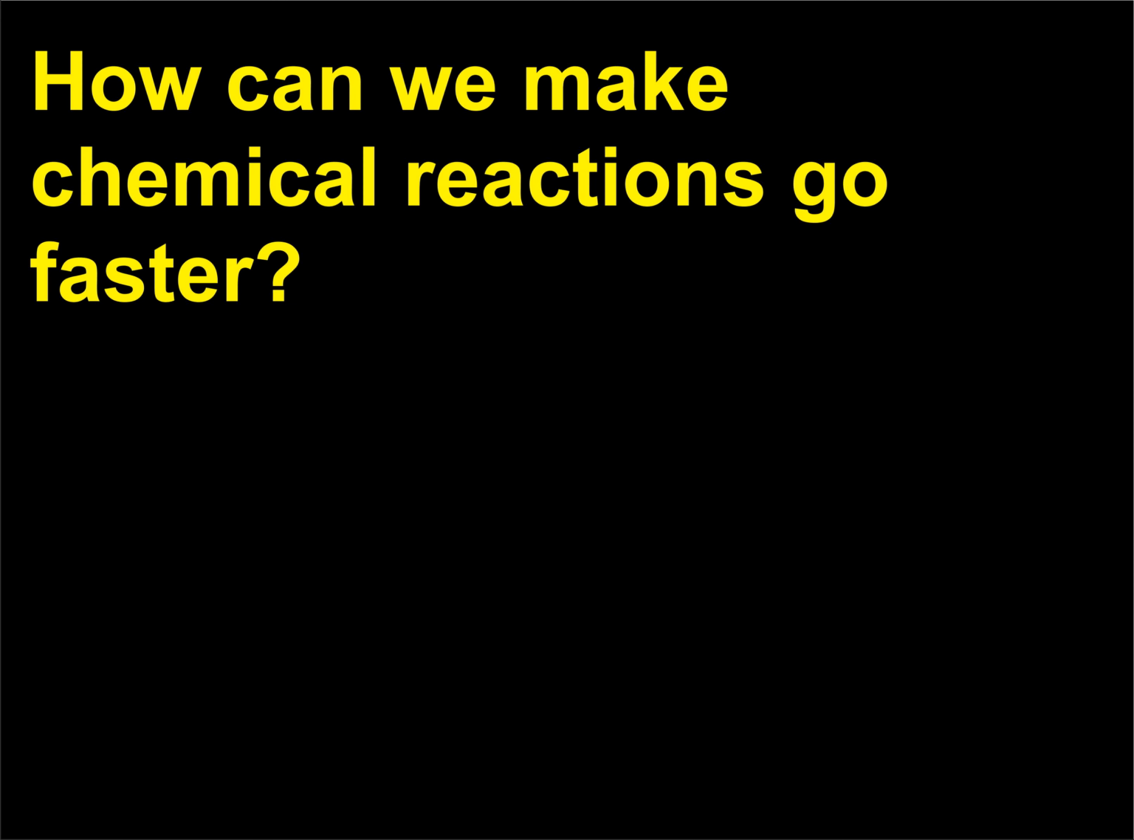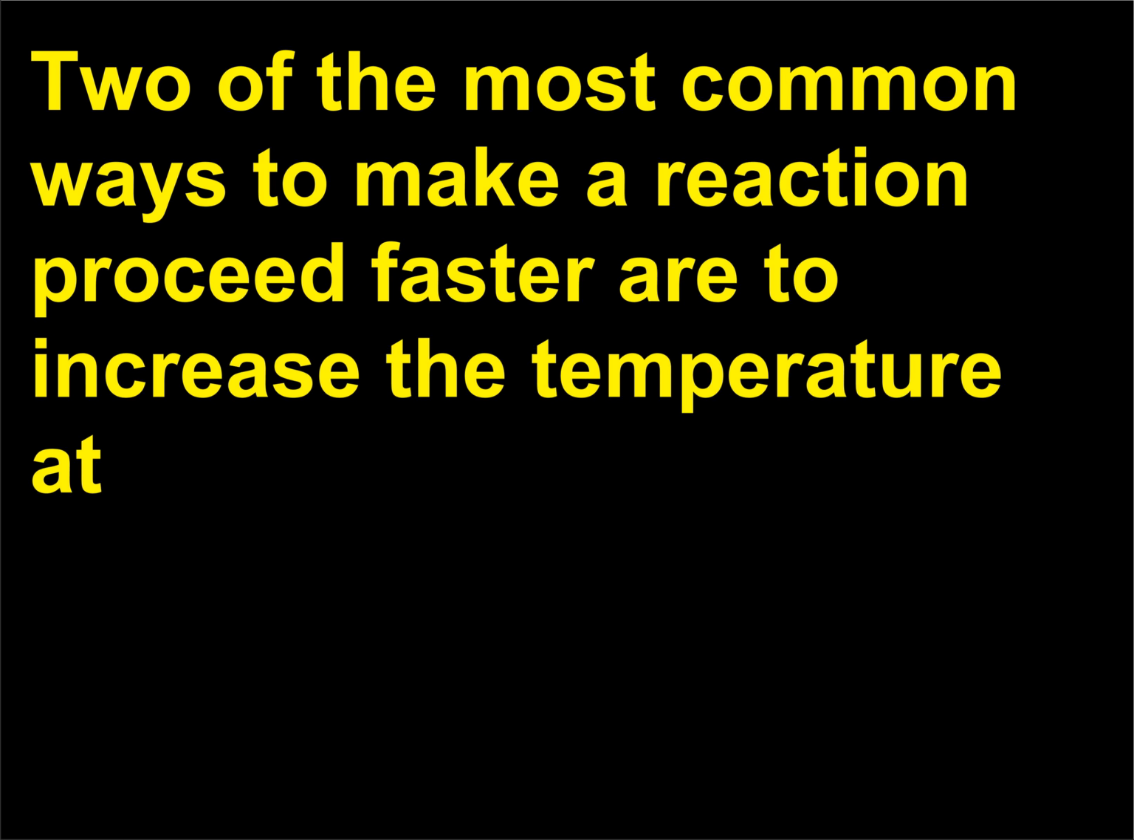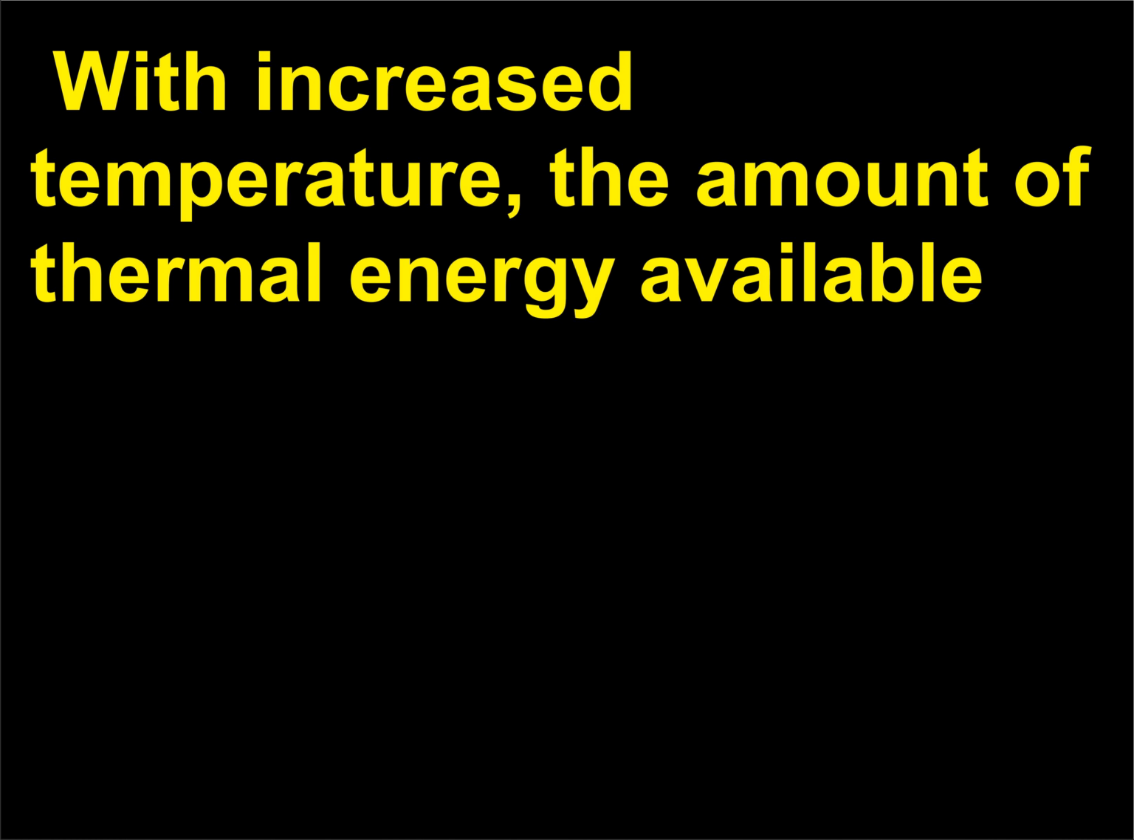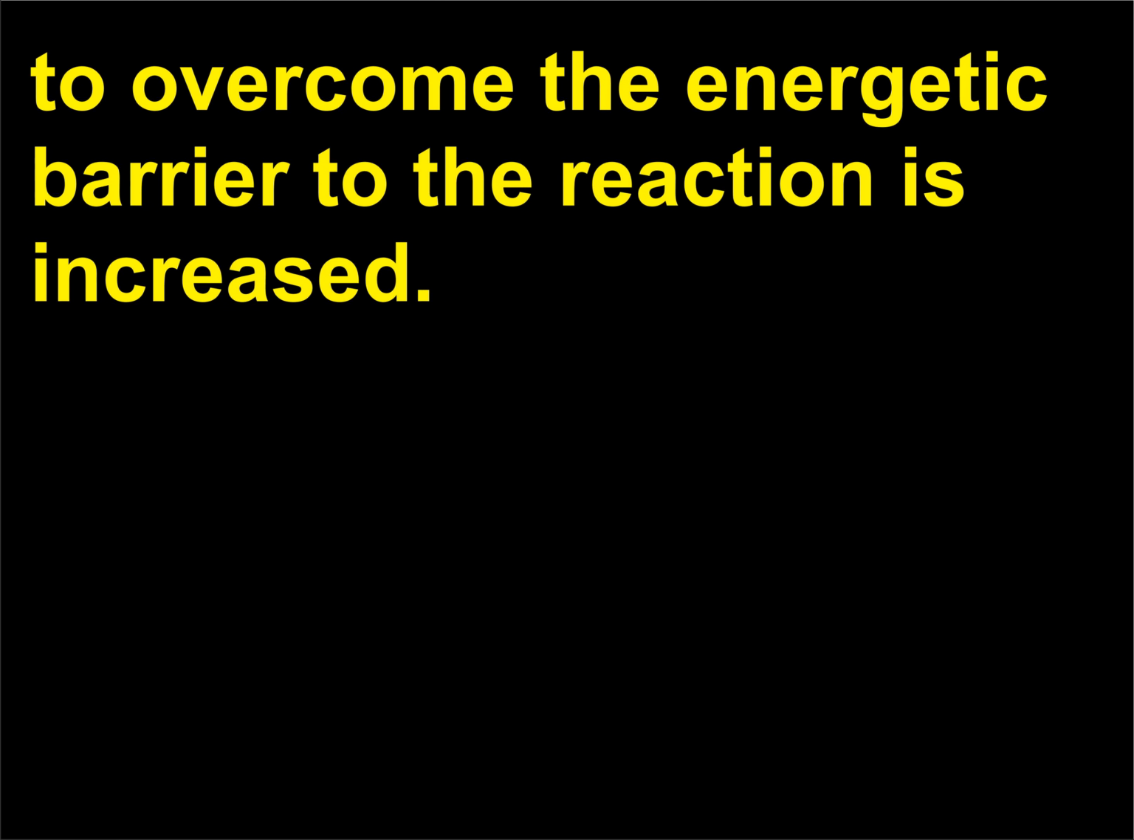How can we make chemical reactions go faster? Two of the most common ways to make a reaction proceed faster are to increase the temperature at which the reaction is carried out or to use a catalyst to lower the energetic barrier to the reaction. With increased temperature, the amount of thermal energy available to overcome the energetic barrier to the reaction is increased.